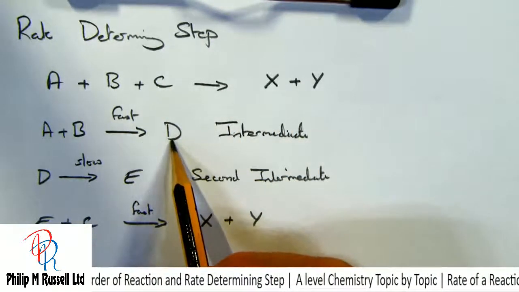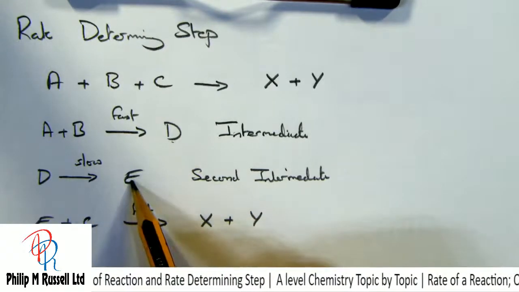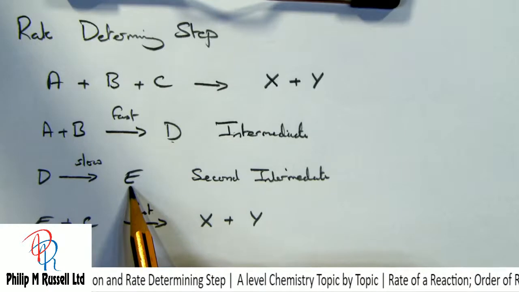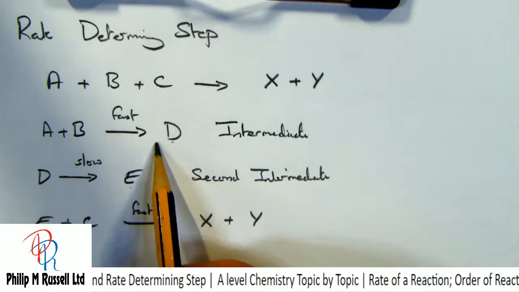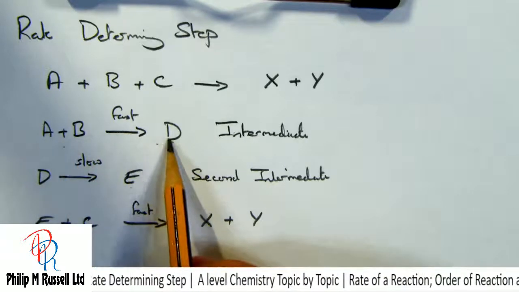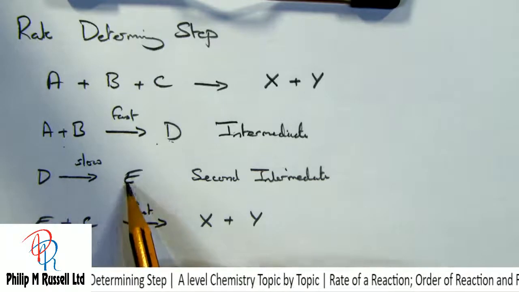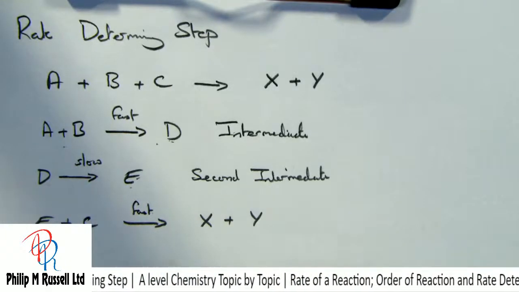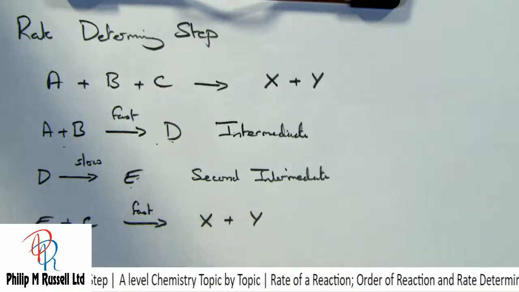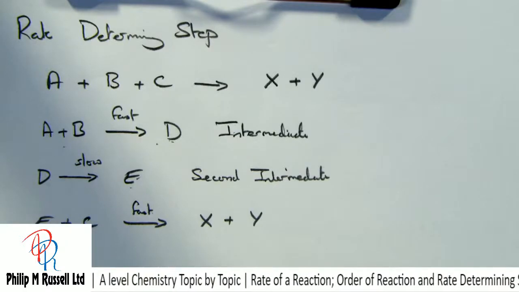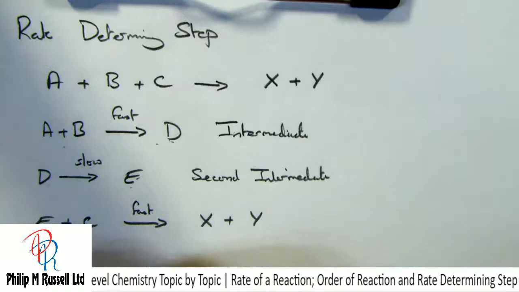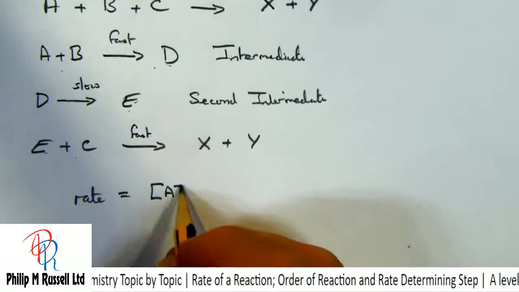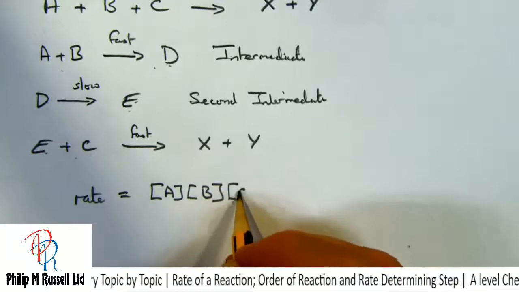As soon as any D is made, it will start making E, but this reaction can't continue until E is made. So it doesn't matter how fast this reaction goes, everything can be turned into D instantly, but E can't react with C until E is actually made, and this is the slow part of the reaction. So the reaction will always move at the rate of the slowest step. So if I want to look at the rate equation for this, the rate equation is going to be equal to my concentration of A, B and C.